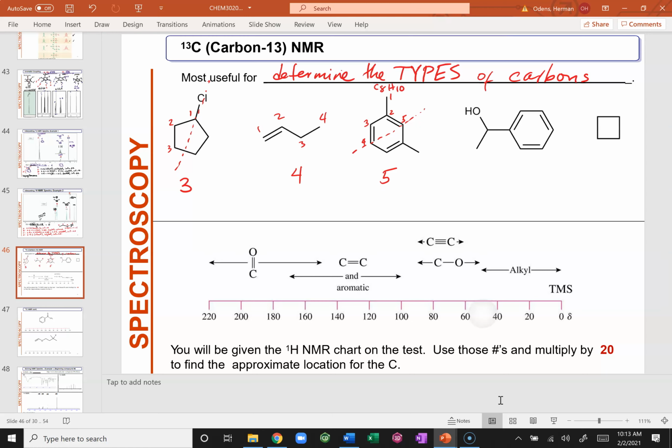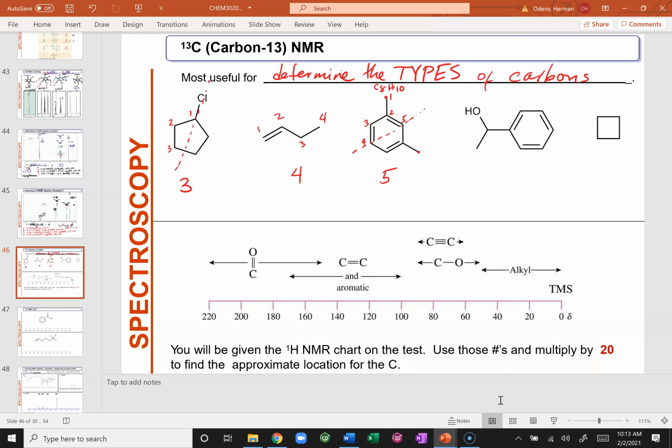So on your carbon NMR, you only have 5 types of carbons. So that means that you have 3 that are equivalent. So these are the ones that are equivalent: 1, 2, and 3. Wait, no, that's not it. 1, 2, and 3. Those 3. Yeah, that methyl matches this methyl right here. So you have 3 carbons that are equivalent.